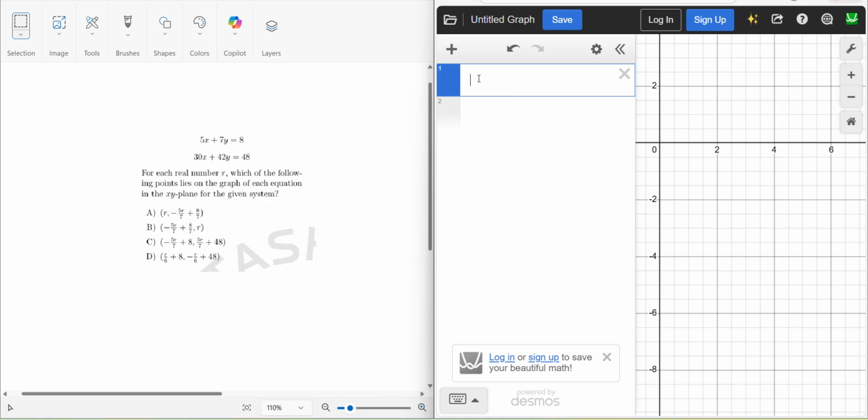So hope you understood. Now what the question has told us: 5x plus 7y equals 8, 30x plus 42y equals 48. There are two equations given and each real number r is also given, and it asks which of the following points lies on the graph of each equation in the xy-plane for the given equation.